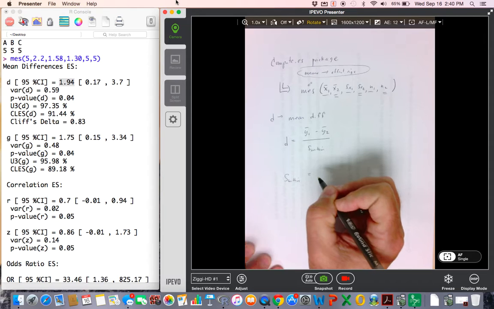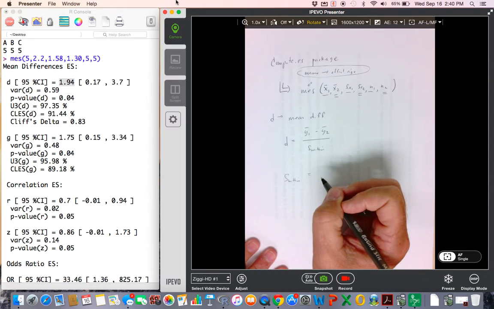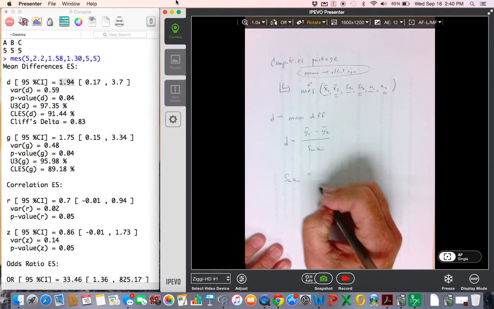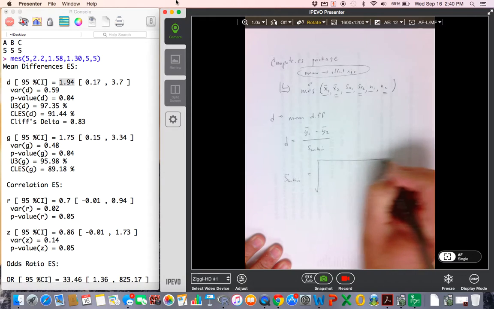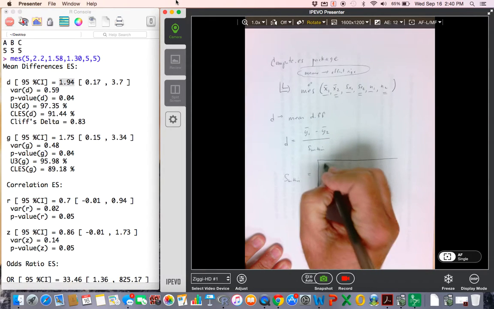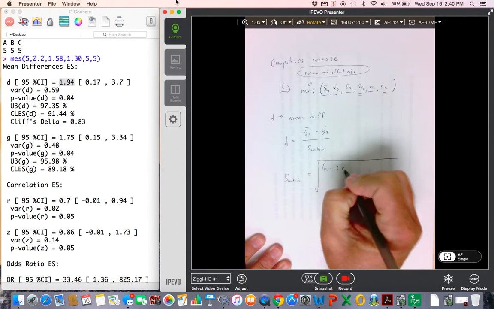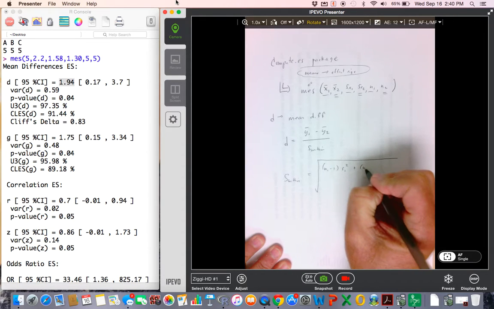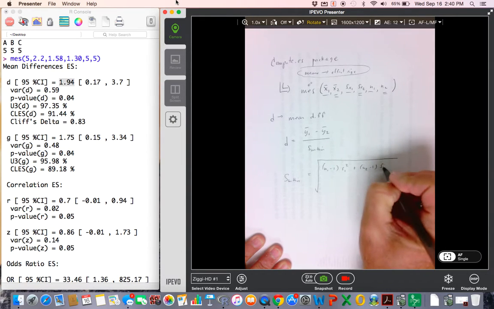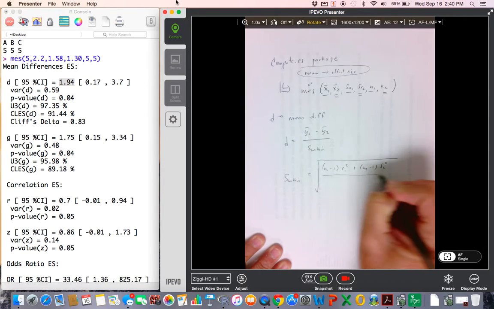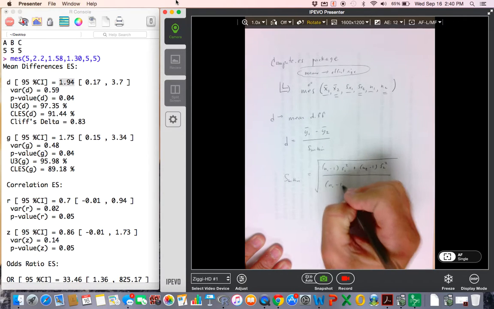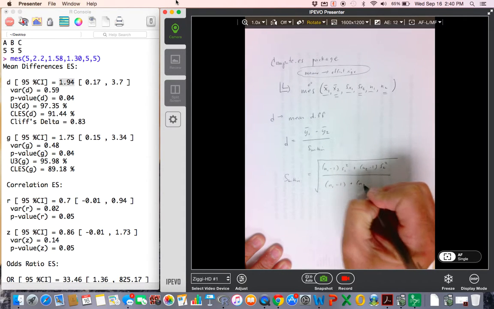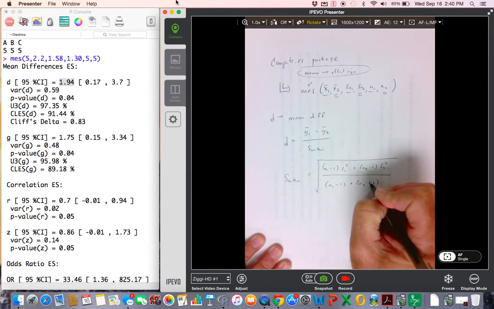The standard error within is, let's see, the square root of n1 minus 1, 2 minus 1, over n1 minus 1 plus n2 minus 1. My bad.